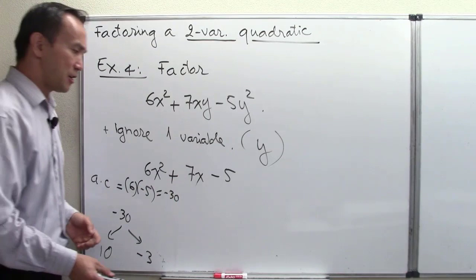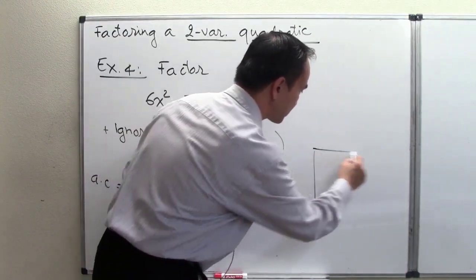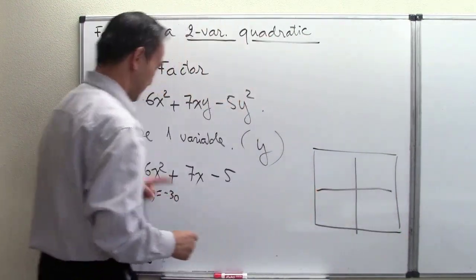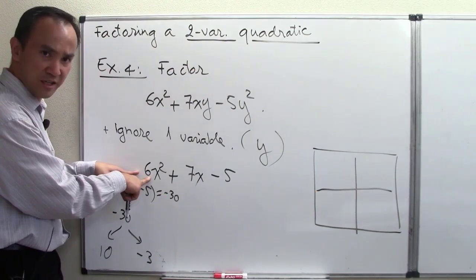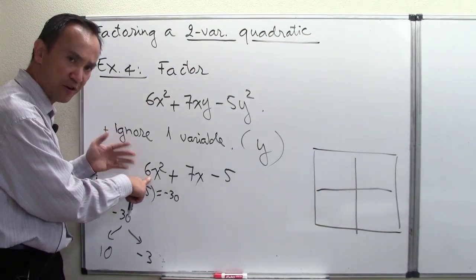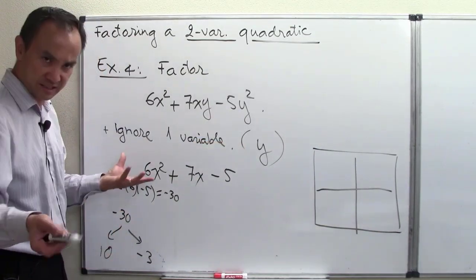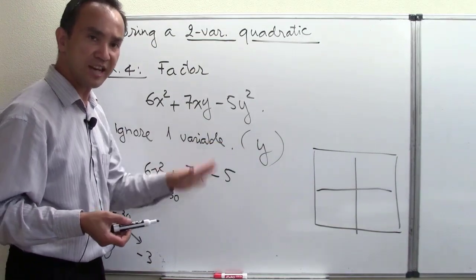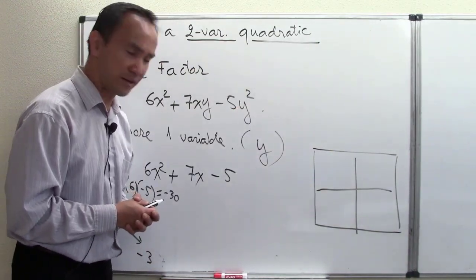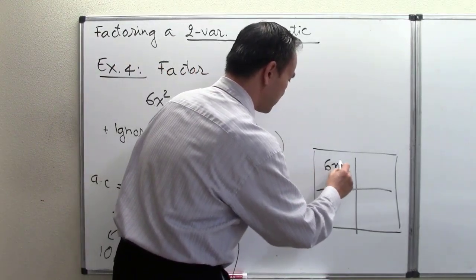Now after we've found those, I'm going to construct that little square here. The leading term again, because right now we are working with a one-variable quadratic with leading coefficient other than 1, so I'm using the AC method. It's the second time you're seeing how I construct the square in this video lesson. In the upper left corner, I'm going to put 6x squared.